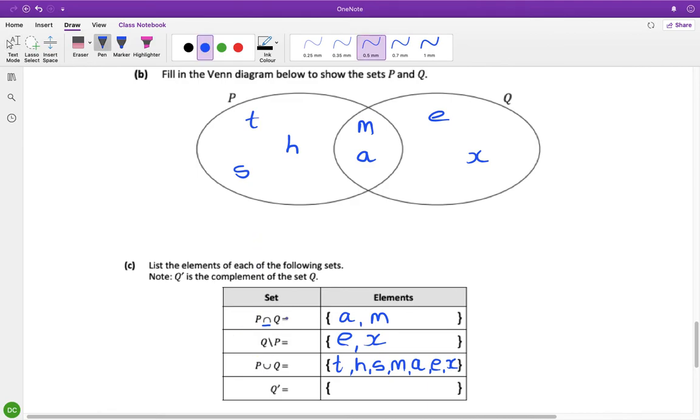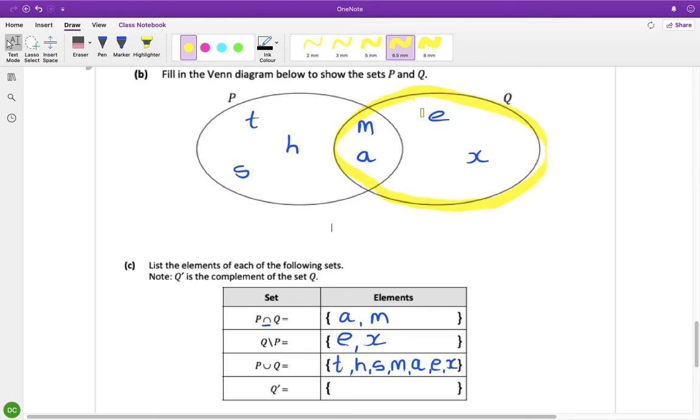So Q dash is everything outside Q. So if I highlight Q, here's Q, we want everything outside that circle. So outside that circle would be these. T, H, and S.